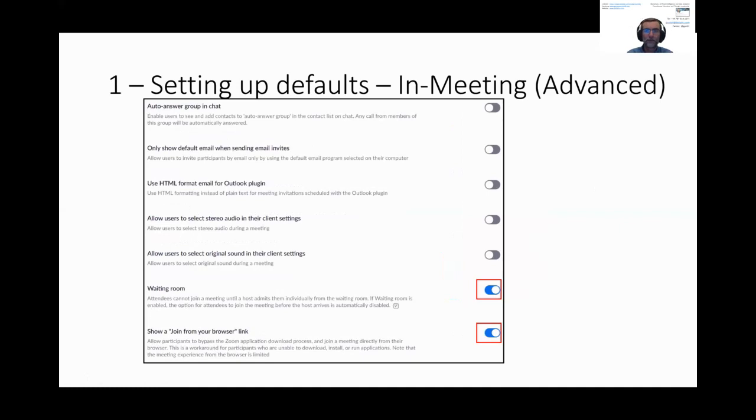As we carry on further down, we're now going into the in-meeting advanced section of the menu, and I have the waiting room activated, so I have that switched on. What that means is that people go through to a temporary holding area when they log in, and you get to choose when they can join the main meeting. So that just gives you better control.